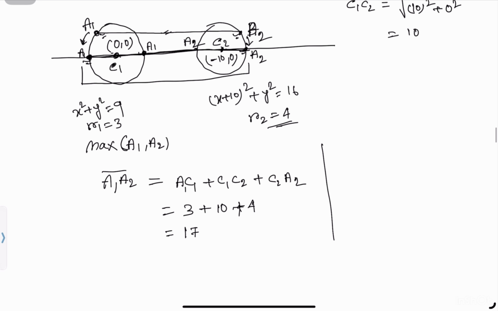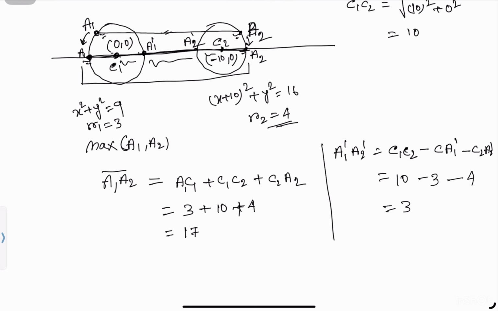Now find the minimum distance between A1 and A2, that means this distance. Assume the updated A1A2. The minimum distance should be equal to A1 updated A2, which equals C1C2 minus C1A1 updated minus C2A2 updated. That means I have to remove these distances from C1C2. C1C2 is 10, C1A1 is the radius of the first circle, which is 3, and C2A2 is the radius of the second circle, which is 4. That means 3 is our minimum distance. Is this clear? Okay.